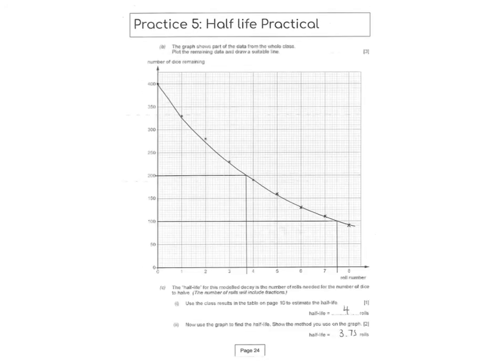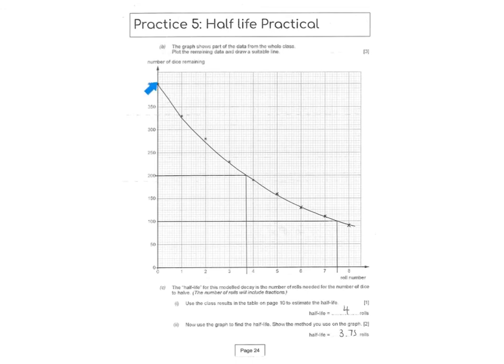The graph shows part of the data from the whole class. Plot the remaining data and draw a suitable line. So you've got 3 marks then, 2 for plotting your points correctly on the graph and 1 for drawing a nice curve with a single pen line. The half-life for this model decay is the number of rolls needed for the number of dice to halve. Use the class results in the table on page 10 to estimate the half-life. The answer is 4.